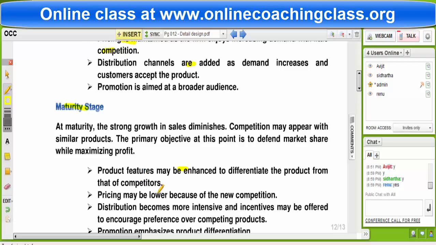Pricing may be lower. You may reduce some pricing or you may give an offer: 20% off, 10% off, 30,000 rupees off. A lot of times we see in our newspaper that Tata Motors reduces 60,000 or gives free insurance. That type of offer you have to introduce in the maturity stage. Distribution becomes more intensive and incentives may be offered. You have to give the incentive to your salesperson to sell because it is in the maturity stage. You have to give extra incentive to your salesman to push your product to sell.